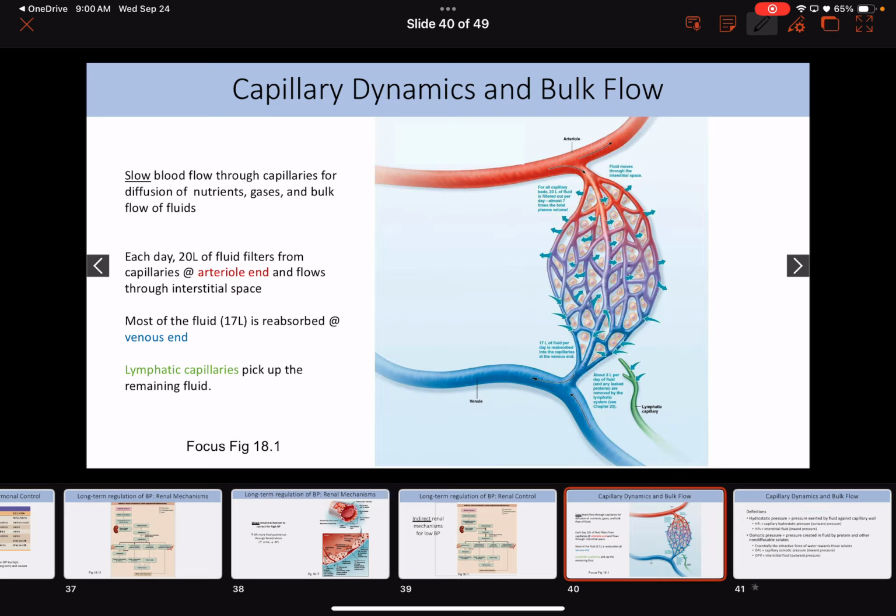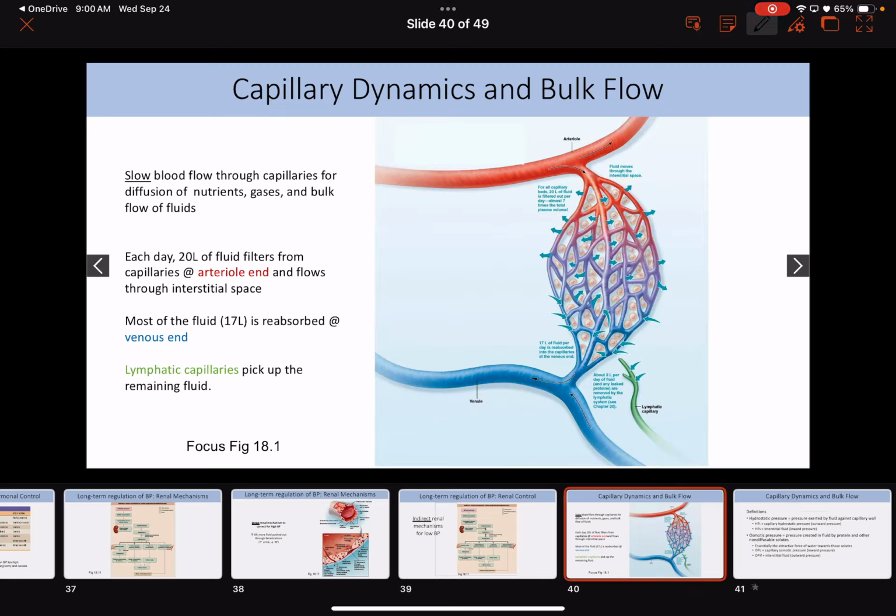So one thing is a little intro to capillary dynamics and bulk flow. We have slow blood flow through the capillaries for diffusion of nutrients, gases, and bulk flow fluids. So on this capillary bed here, you can see on the arterial side where it's going to come through first, you see arrows going out. On the arterial side of a capillary bed is where we have delivery of oxygen and nutrients.